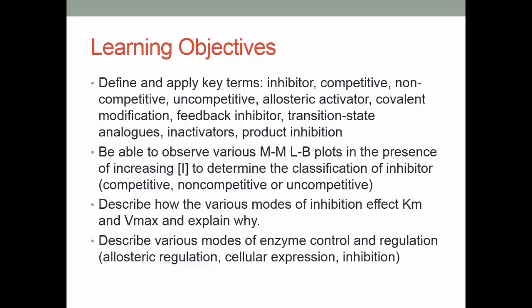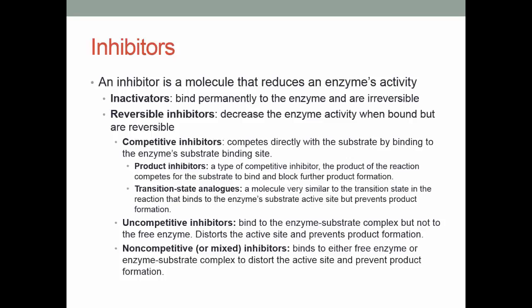When we talk about enzyme inhibition, we must first define what is an inhibitor. Simply put, an inhibitor is a molecule that reduces an enzyme's activity either by reducing its affinity for its substrate or by reducing the rate at which it makes product, and sometimes an inhibitor can do both.